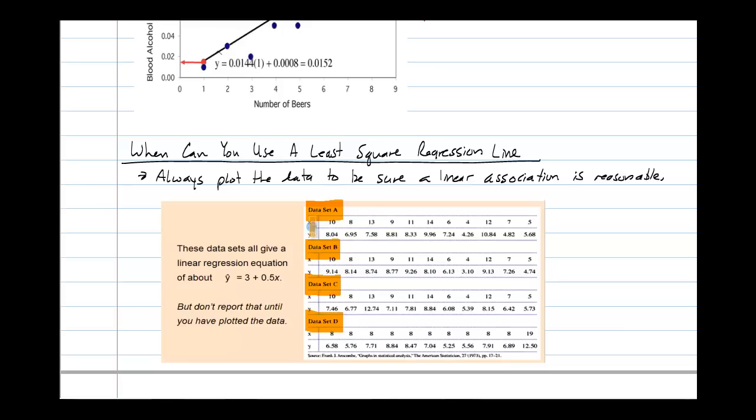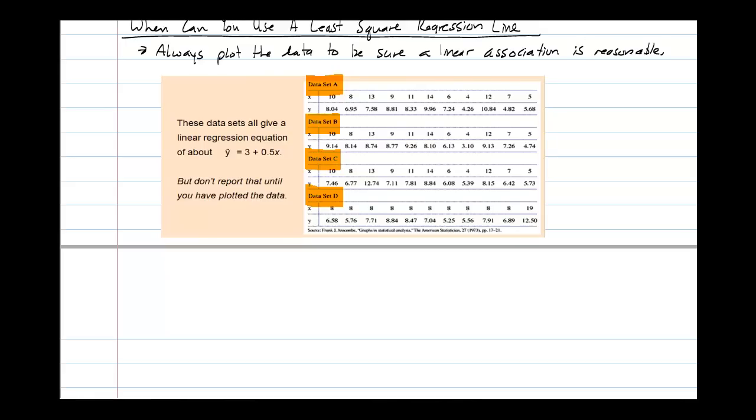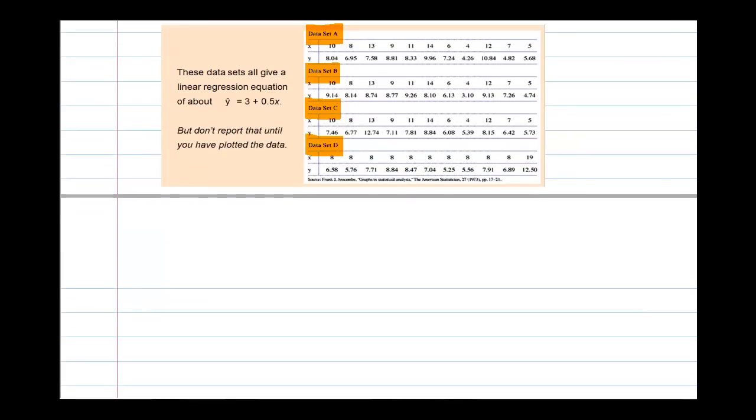Now each of these particular data sets, here are our x values and our y values, have exactly the same linear regression equation. Our slope is 0.5, our y-intercept is 3, and of course our prediction line is given by y hat. But do I assume that this is the appropriate linear regression equation without looking at a scatter plot? No, don't report this as a linear regression equation until you've plotted the data. So we want to take each of these data sets and plot them and look at what that linear association is or isn't.